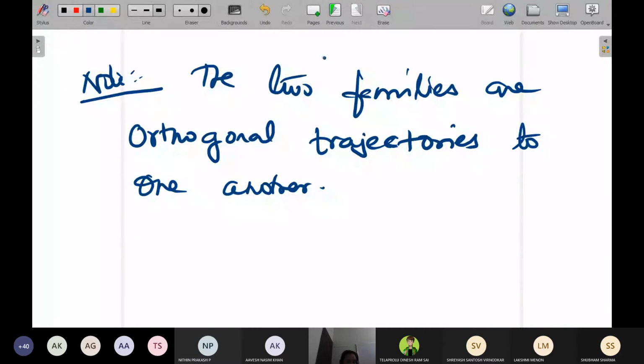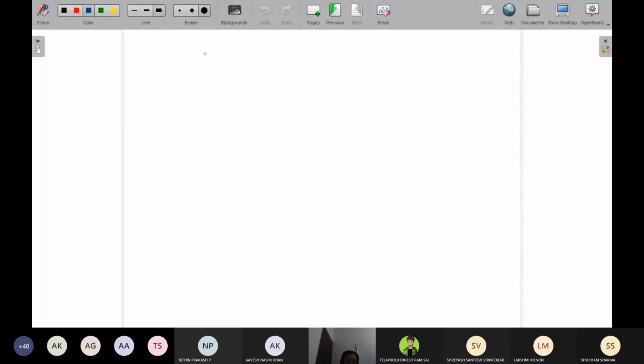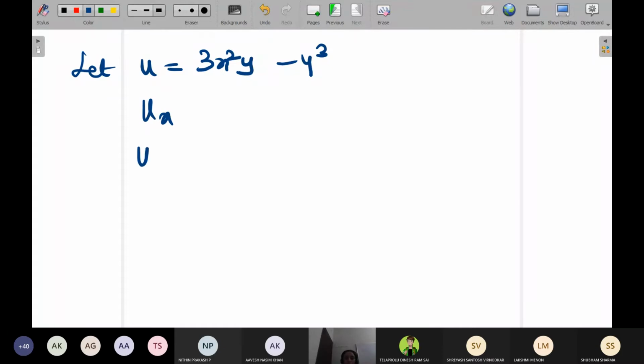Take down. Check whether the given function is harmonic: 3x square y minus y cube. We can take u is equal to this. What you have to show, ma'am? You find ux, uxx, you find uy, uyy. Then find uxx plus uyy is equal to what? Just check it and tell me.